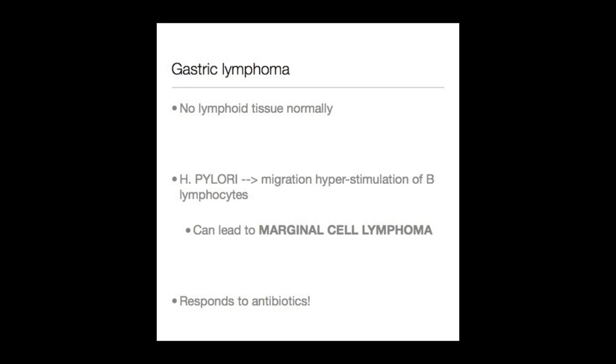In a small minority of these patients, continued stimulation of B lymphocytes can lead to emergence of a neoplastic clone. This is typically a low-grade type of B-cell lymphoma known as marginal zone lymphoma. Distant spread is unusual, and often these lymphomas will regress in response to antibiotic therapy for Helicobacter pylori.